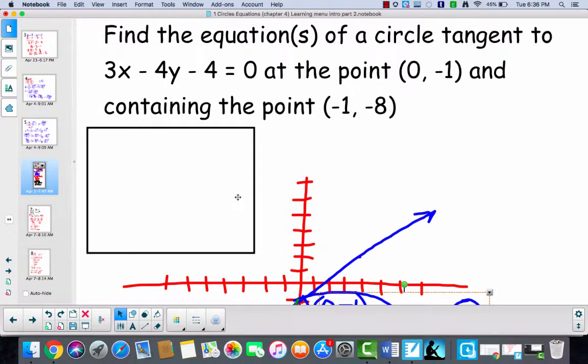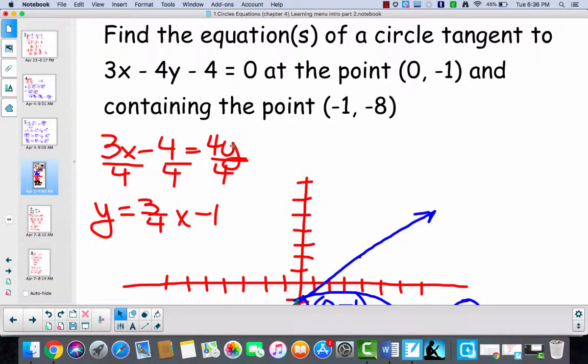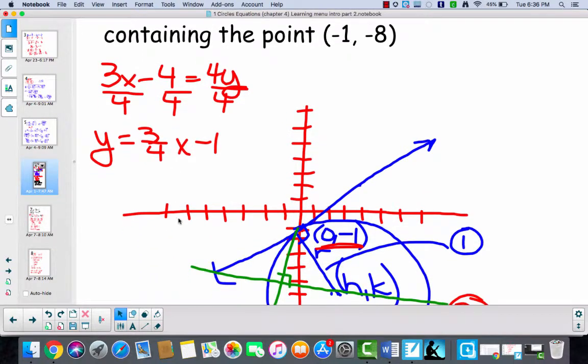Now, if we go up here, we also need to think about rewriting this equation in terms of y equals mx plus b. If we do that, then we can get the slope, and then if we know the slope of the tangent line, we can find the slope of the radius, because these two lines are perpendicular to each other. Since they're perpendicular to each other, their slopes are opposite reciprocals.